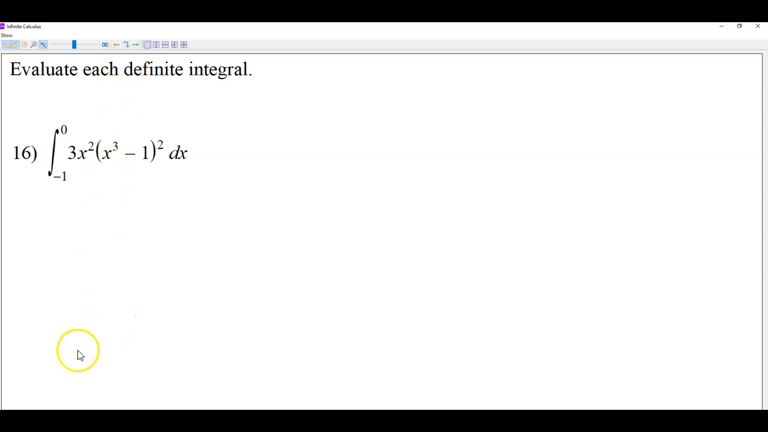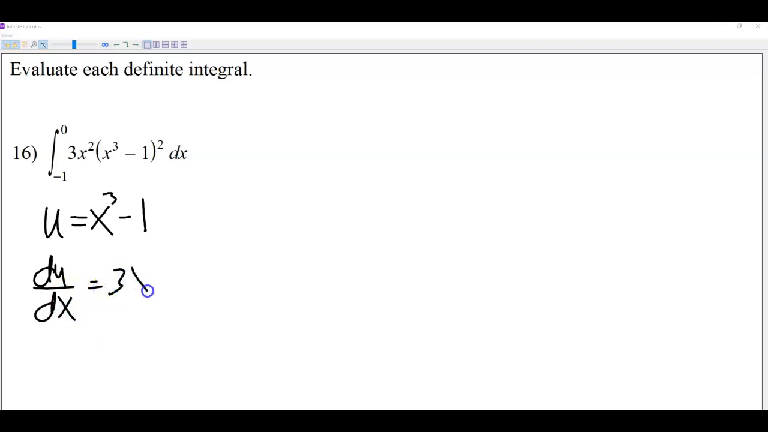Alrighty. Now we get to do another u substitution, but this time it's a u substitution with limits on it. It's a definite integral. So my u value is, of course, x cubed minus 1. The derivative of u with respect to x is 3x squared.